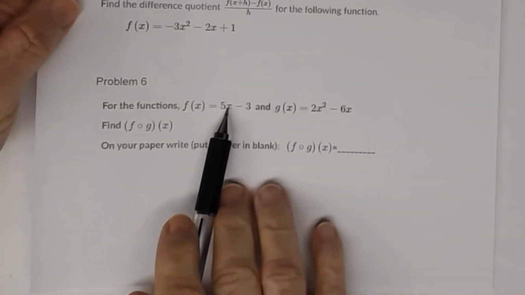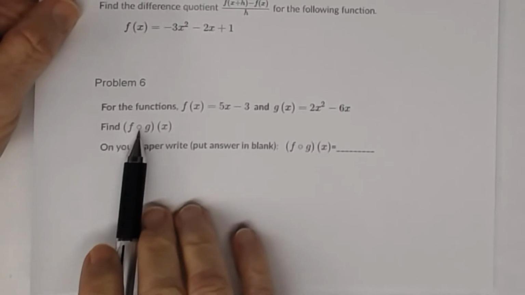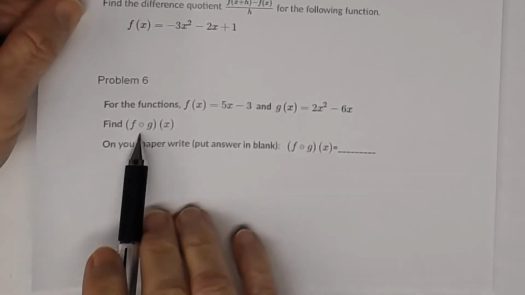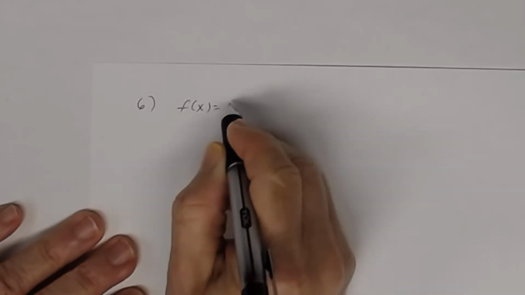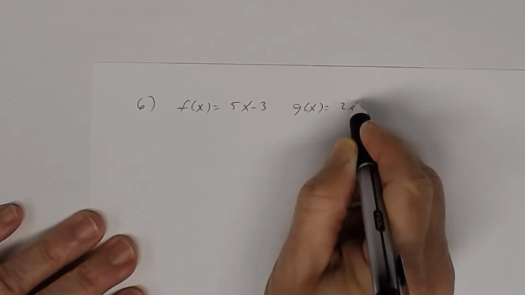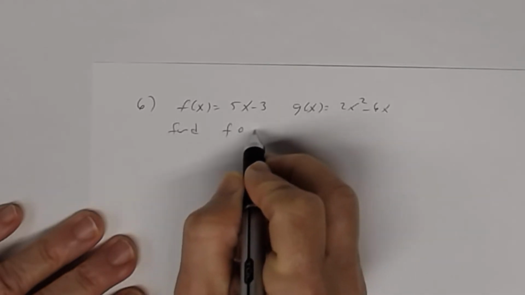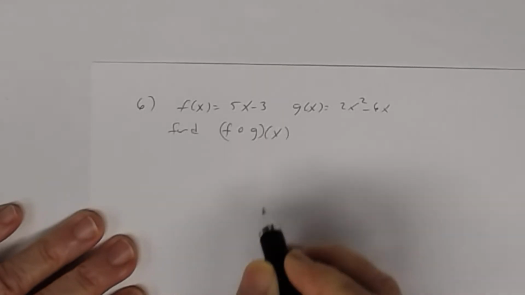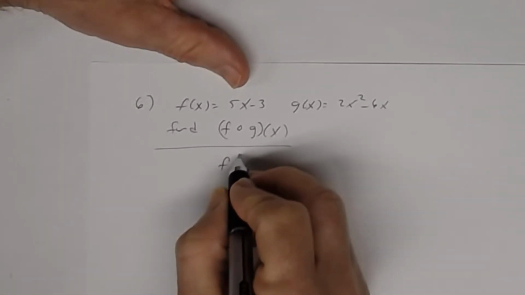Now, number 6, you're given two functions, f of x and g of x, and notice this notation right here, that open circle, that means composition. That does not mean multiplication. Okay, so you need to know what that means. So in number 6, you have f of x equals 5x minus 3, and g of x is 2x squared minus 6x. And you want to find f composed with g at x. Okay, so that's what you want to find. So by definition, this means f of g of x.